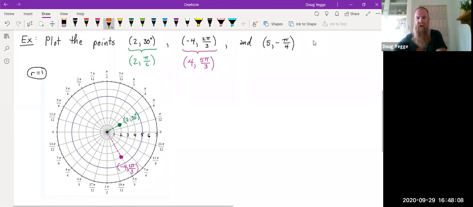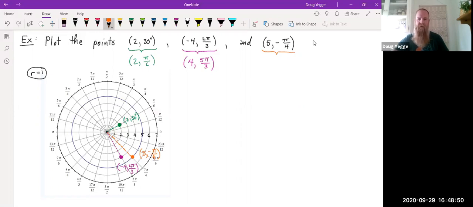Let's go ahead and take a look at 5 and -pi over 4. Well, now notice that -pi over 4 means that I'm going to start at 0 and go down and around clockwise. So -pi over 4 is this angle here. And now what we're doing is walking out 5 concentric circles. So we're walking out to this point in the XY plane. But it's really not the XY plane, because now we realize that the concentric circles are telling us how far out to walk, and therefore we've got our answer of 5, -pi over 4.